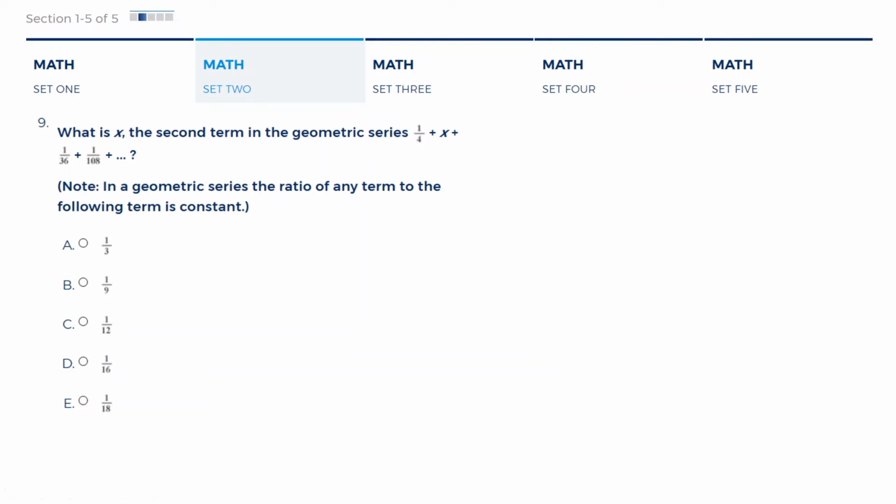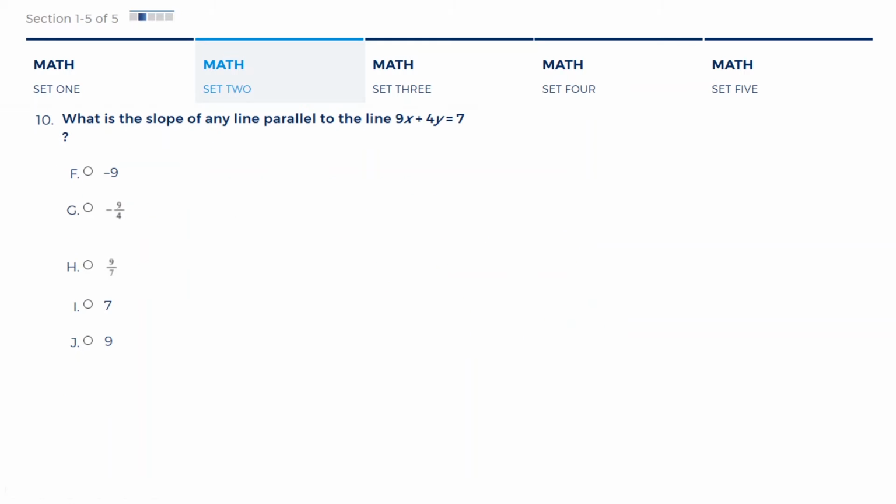Next, what is x in the second term? All right, so what's the ratio here? It's 1 over 36 and 1 over 108. If you know your division, that's 1 to 3, so it's 1/3. So 1/4 times 1/3 is equal to 1 over 12. That is C.